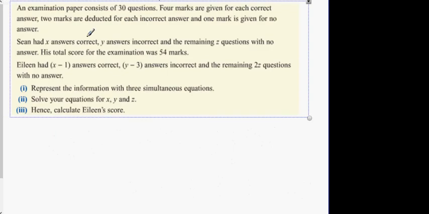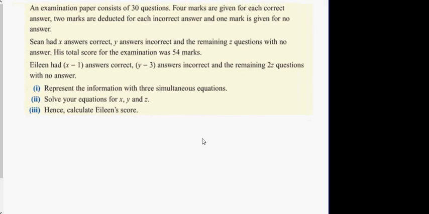Number 3. Lads, an examination paper consists of 30 questions. 4 marks are given for each correct answer. 2 marks are deducted for each incorrect answer. Deducted being a key word there. Negative, minus, not adding. You're taking away. And 1 mark is given, once again, you're adding, for no answer.